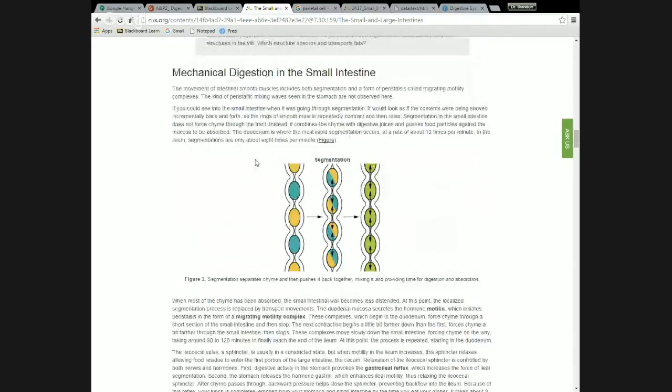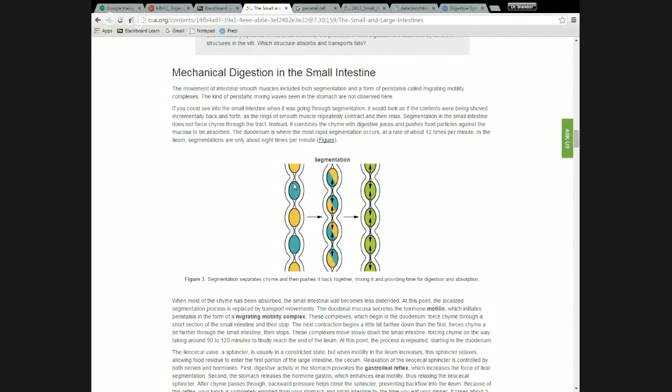This picture looks very similar to the peristalsis picture that I showed you earlier, but this is showing a different type of mechanical digestion and propulsion called segmentation. So there are circular fibers that pinch off at regular intervals, separating the contents of the small intestine into these little packets of food.